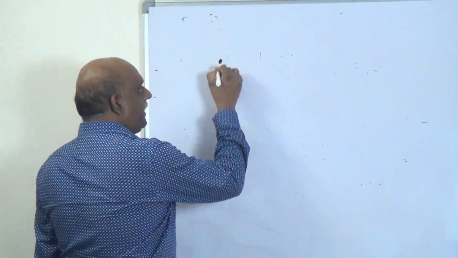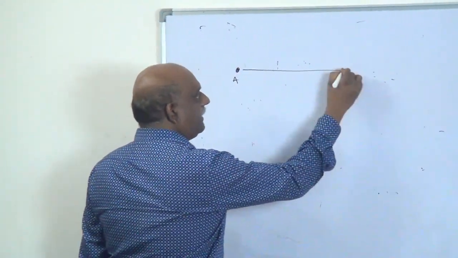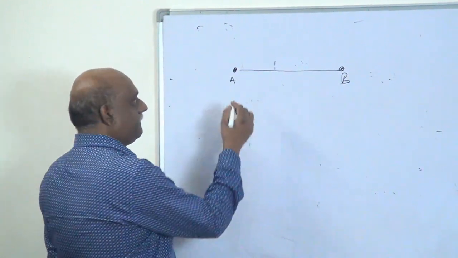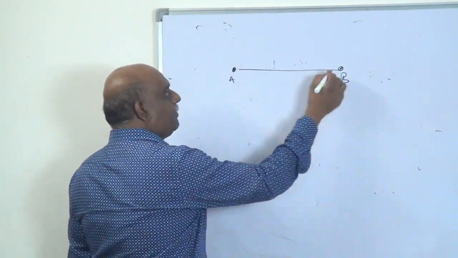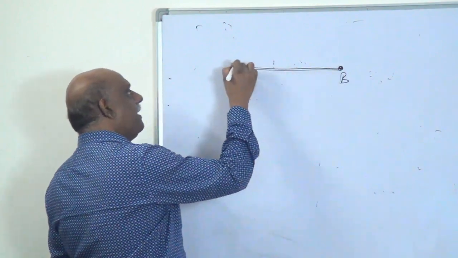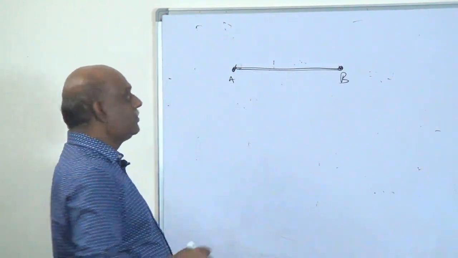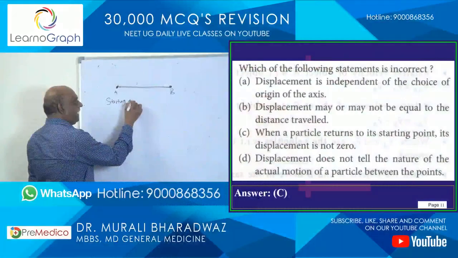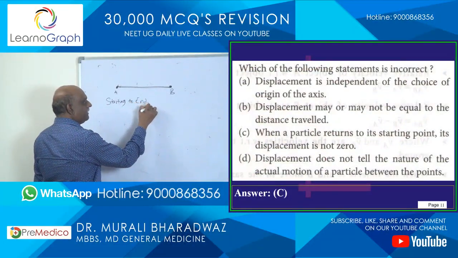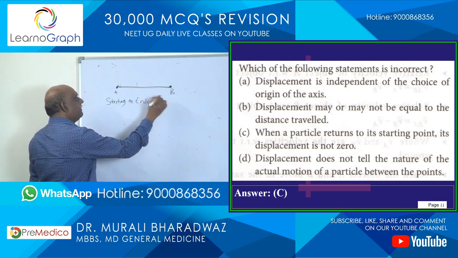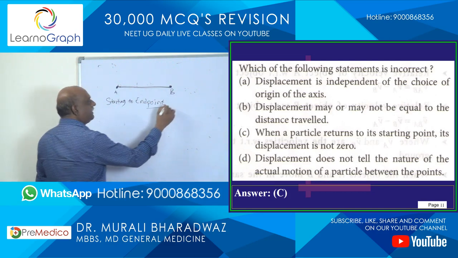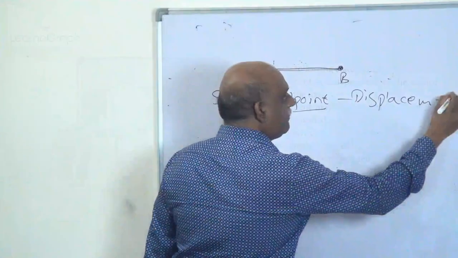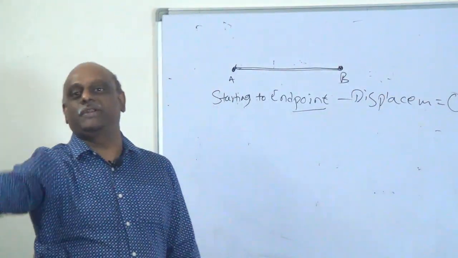Let us say the particle started at A and it has gone to B. So, once more from B it started and came back to A. So, from the starting point to the end point, both of them are same. That is the reason displacement in this case is equal to zero, is what you need to remember.